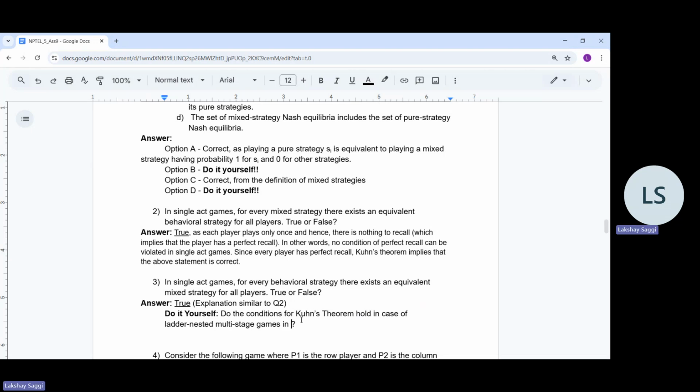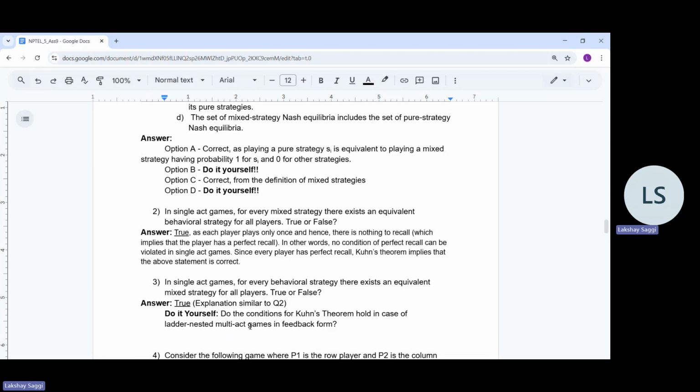Let's say I also add the feedback form, which we had as well. I'm just looking at the simplest kind of multi-act games, which we discussed last time. You might remember the definition from last time. And in these games, do the conditions for Kuhn's theorem hold? A very high-level idea I would like to give is, how did we define these ladder nested multi-stage games or multi-act games?